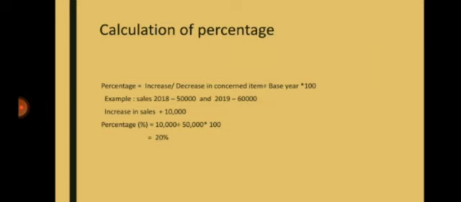Now what is the increase in sales? 10,000. What is the sales of the base year? 50,000. So 10,000 divided by 50,000 into 100, since we have to calculate percentage, so into 100. So how much is the percentage? 20%. So in this way, for each and every item of financial statements, we have to find out the change in amount as well as the change in percentage, and the statement which shows these changes is called a comparative financial statement. Okay, I hope you have understood this.